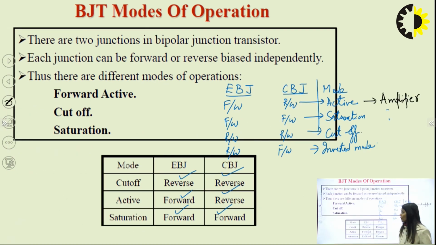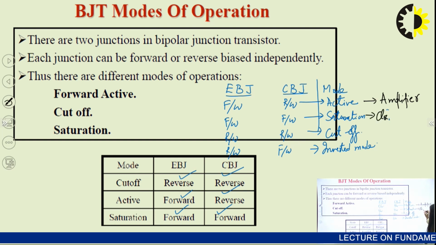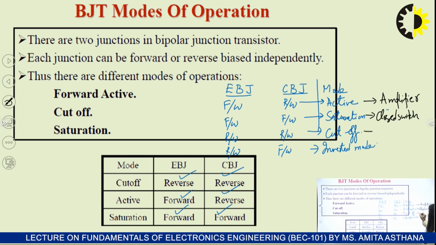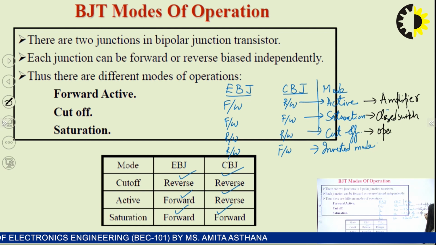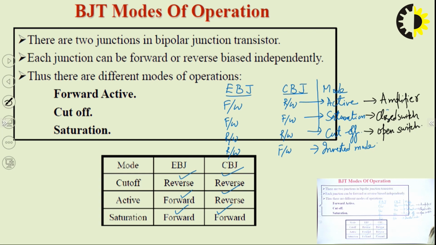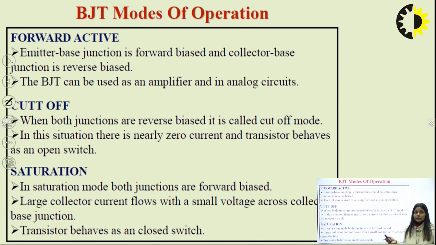So coming to this point, in saturation, the transistor functions as a closed switch, and in cutoff the transistor functions as an open switch. So this particular mode has not been used practically, but I have written it just to show the combinations of these modes, right? So there are basically three important BJT modes of operation: active, cutoff, and saturation.